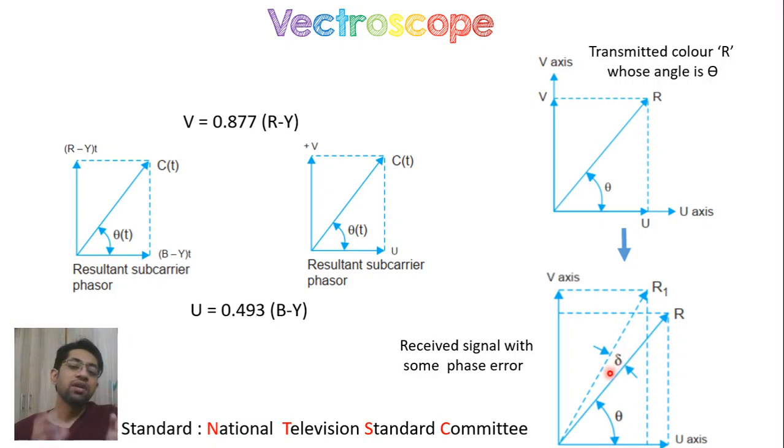Now the received signal's angle is no longer theta, it is theta plus delta, so theta changes and the color changes. At the receiver we will have some other color R1 instead of the color R that the transmitter transmitted. So if phase error is introduced during transmission, we will receive some other phase, which means some other color. That is not a good thing.